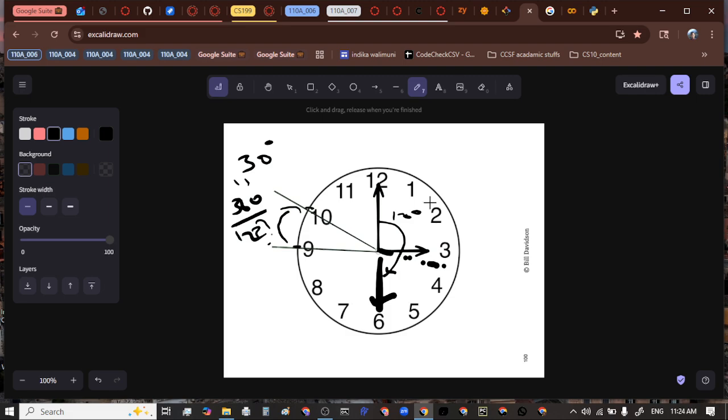Okay. All right. So now let's go back to this situation. So the hour hand is in between, right at the center between 3 and 4. Okay, so right here. What is that angle?